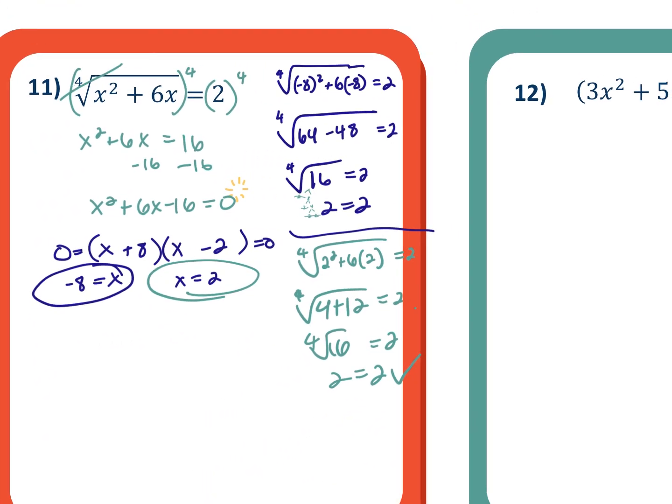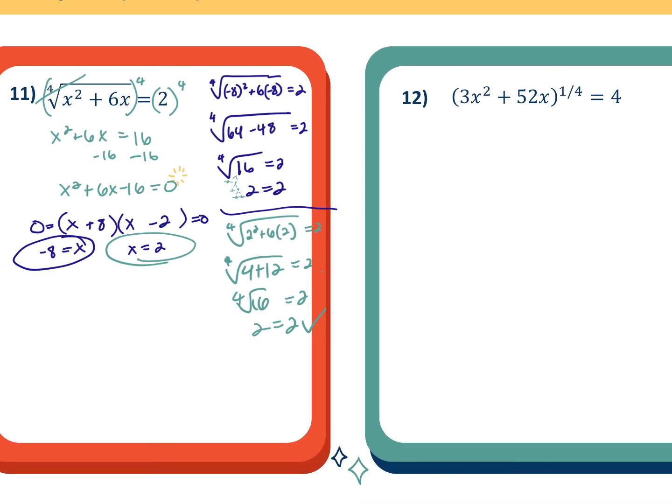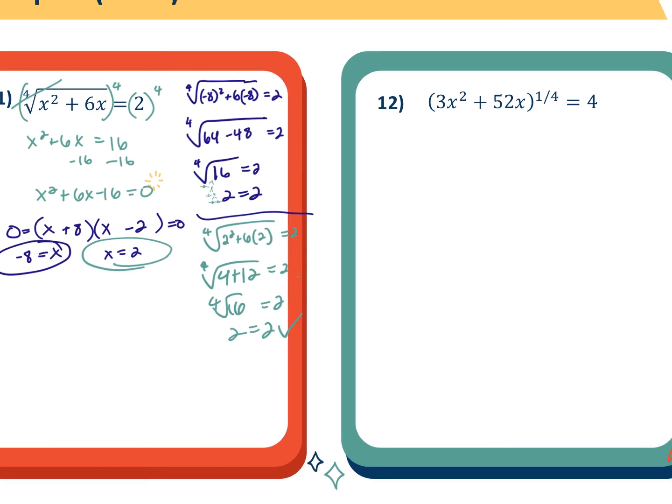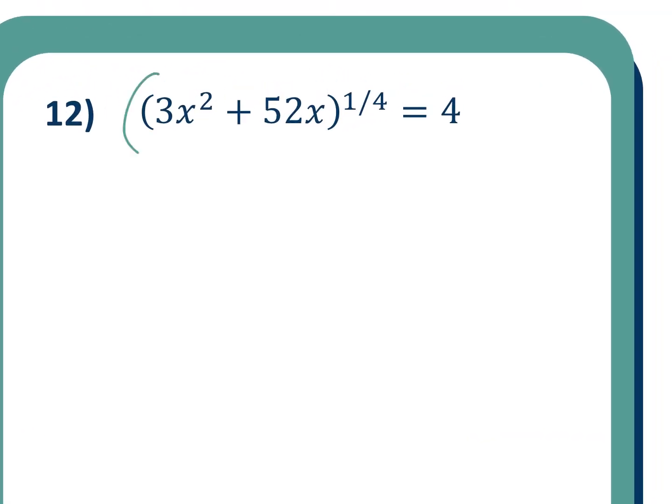Questions? Okay, so 12, now it's in exponential form, right? If I'm raising it to the 1/4, it's the same thing as the fourth root, so it's the same exact process. I'm going to raise each side to the 4th power. On the left-hand side, it's going to cancel out, and I just get 3x squared plus 52x. And on the right-hand side, I have 4 to the 4th. 4 times 4 is 16, times 4 is 64, and 64 times 4 is 256.